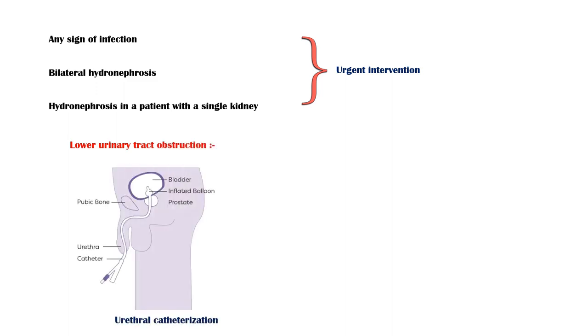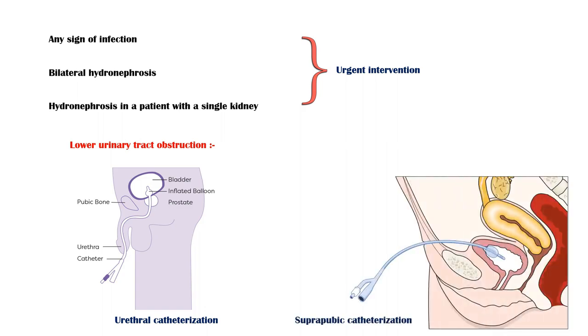If the obstruction is in the lower urinary tract, such as the bladder neck or urethra, urethral catheterization may be needed. However, it is important to know that the pathology itself may complicate the insertion of a urinary catheter. For example, if there is a urethral stricture, catheterization may be difficult to perform. If urethral catheterization fails, suprapubic catheterization may be indicated.